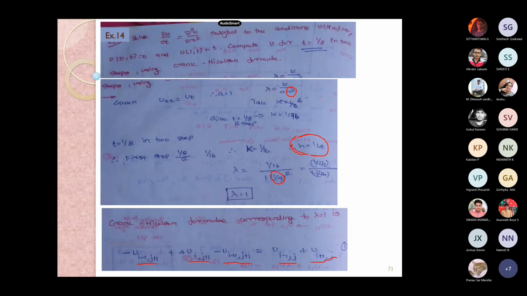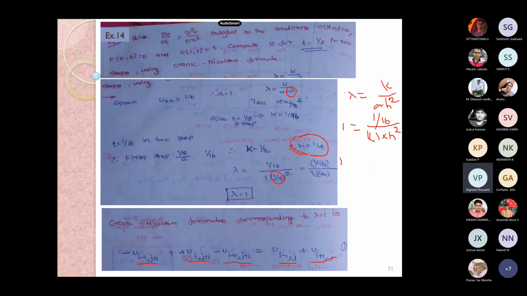We need to do this in a reverse way. Lambda is equal to K divided by A h square. In order to solve the Crank-Nicolson in an easier way, lambda should be 1. What is the value of K? K is 1 by 16. A, the coefficient associated with u_t, is 1. Then let h square be h square.